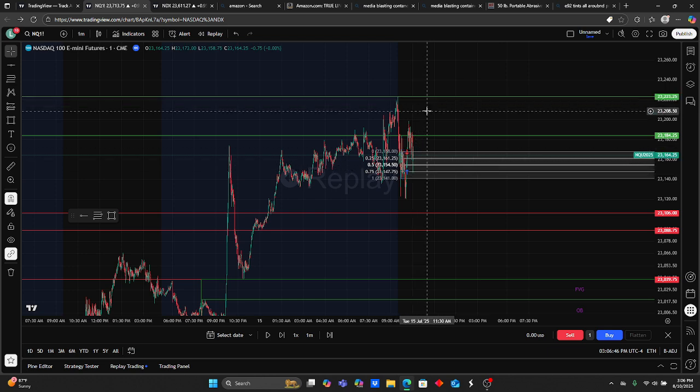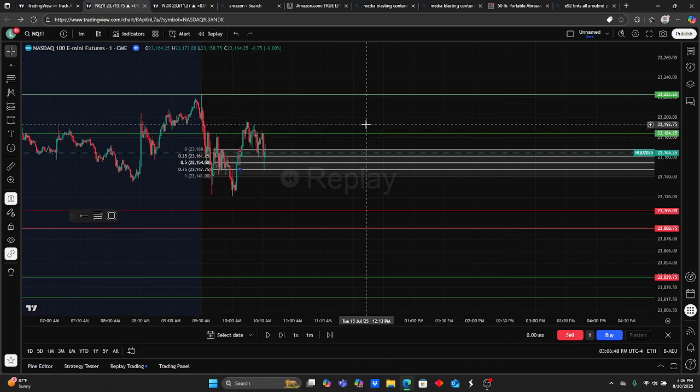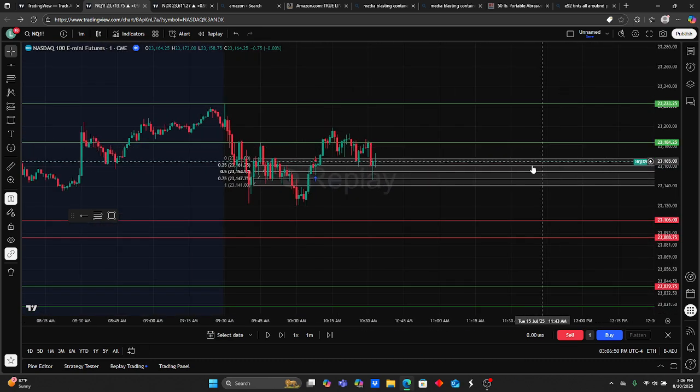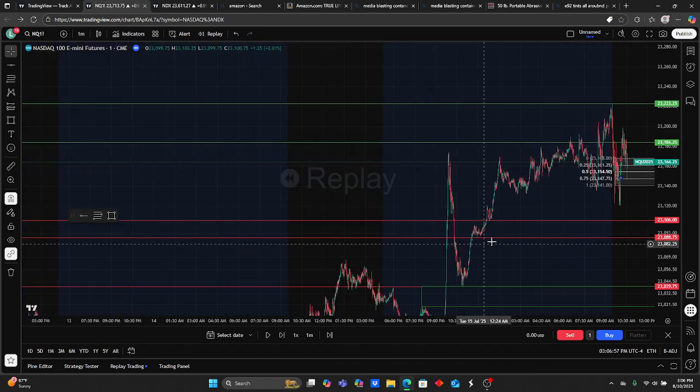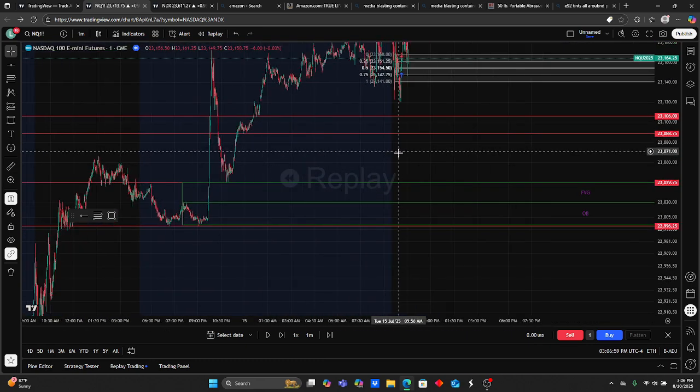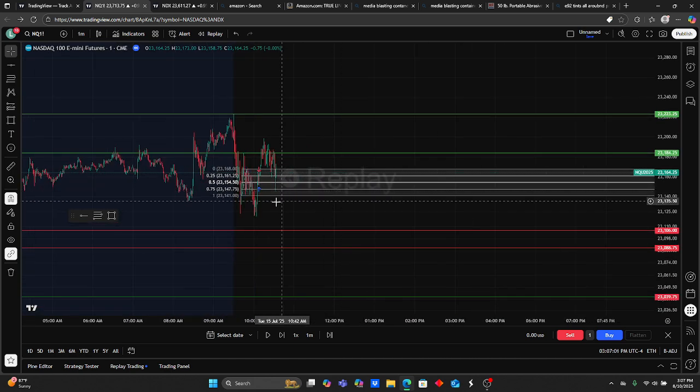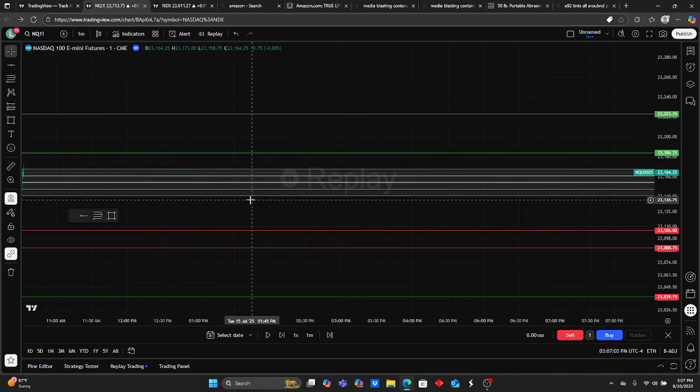We could possibly retrace, perfect, boom, back up into here. We could be retracing into here, into here. So I actually really don't know what to do. Will it be bullish or bearish? So let's think about this.